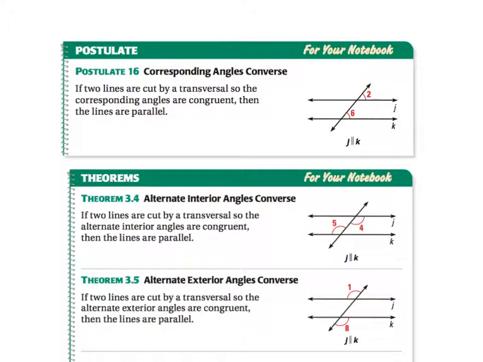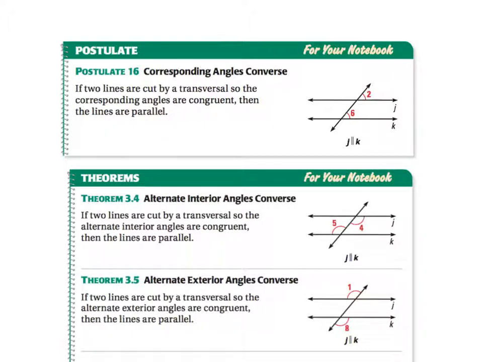So now we're going to see just 4 more postulates or theorems that are the converses of the theorems and the postulates that we saw in the last section. So the postulate 16, corresponding angles converse. In the last section it was if the two lines cut by a transversal are parallel, then the corresponding angles are congruent. Again, we're going to flip that around in this section and state if two lines are cut by a transversal so that the corresponding angles are congruent. So this time if we know the angles are congruent, then we can conclude that the lines are parallel.